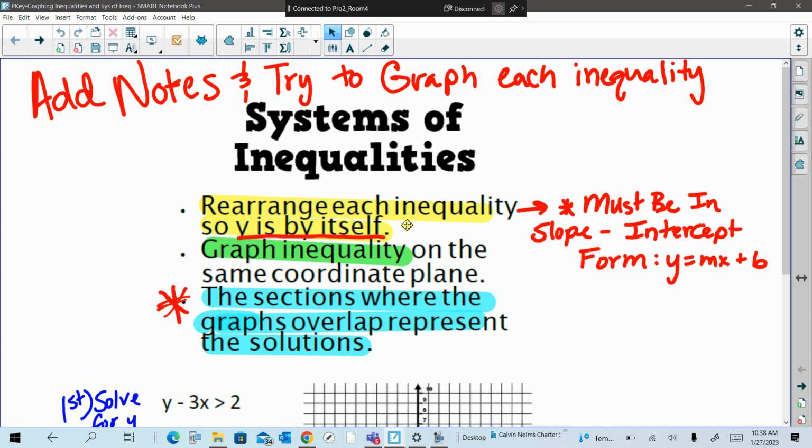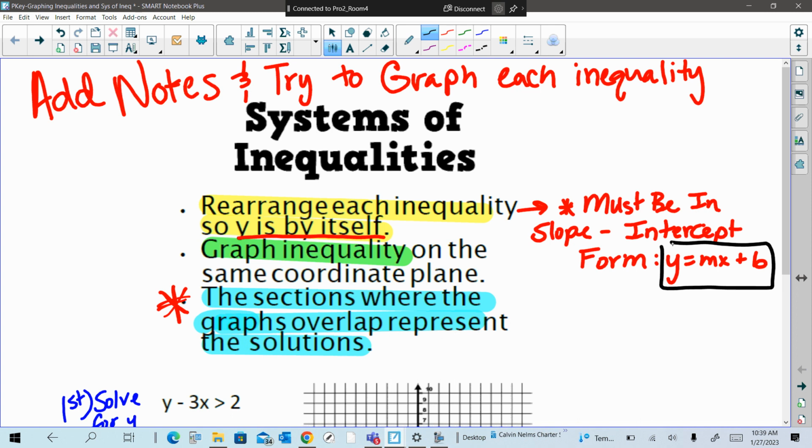All right, so rearrange the inequality so y is by itself. You have to have it in mx plus b form in order to graph. So make sure you are able to do that. Solving for y, you're going to continue to do that all year long. And then we're going to need to find where the sections, where the graph overlaps.